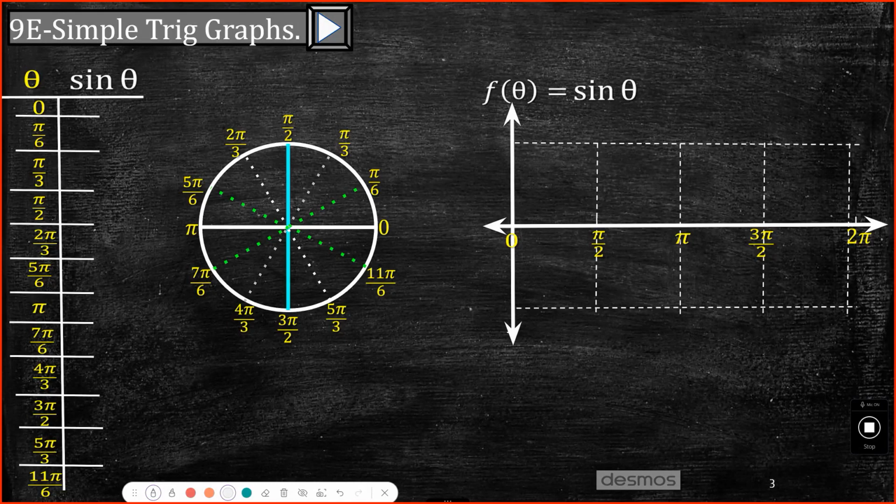Simple trig graphs. First one we're going to do is sine theta and figure out what sine theta looks like on a graph. Remember that we've done other functions like y equals mx plus b. What does something like y equals mx plus b look like on a graph? Anybody? Line, thank you. One person said line.